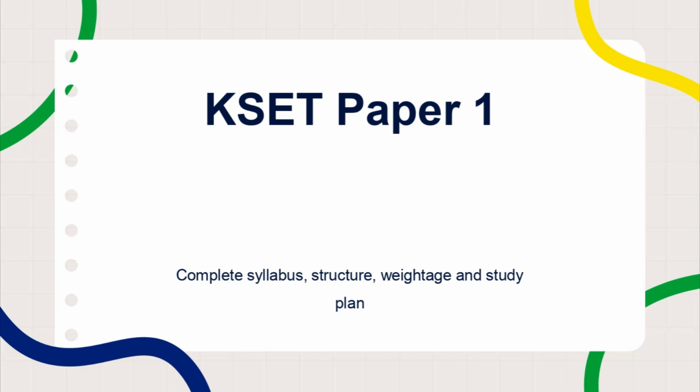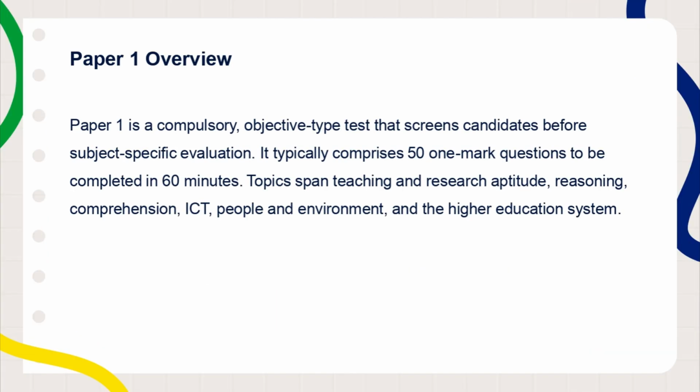Today we are here to discuss KSET Paper 1 complete syllabus, structure, weightage and study plan. So Paper 1 is a compulsory paper with objective type questions. We have 50 questions and 10 different topics which need to be completed in 60 minutes.